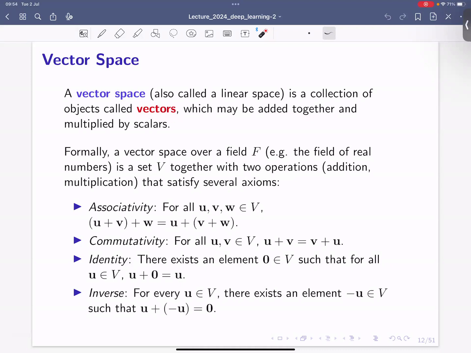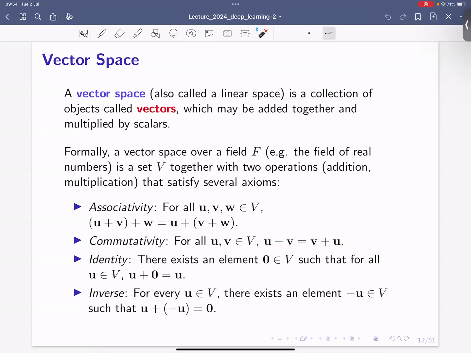And this vector space, which we denote by V, is a set, and it comes with two operations, addition and multiplication. And these two operations have to satisfy several axioms, which I've listed here. So we have associativity. So if you have three vectors, you can do U plus V, and then add W, or you can first do V plus W and then add U. You have commutativity, where U plus V is equal to V plus U.